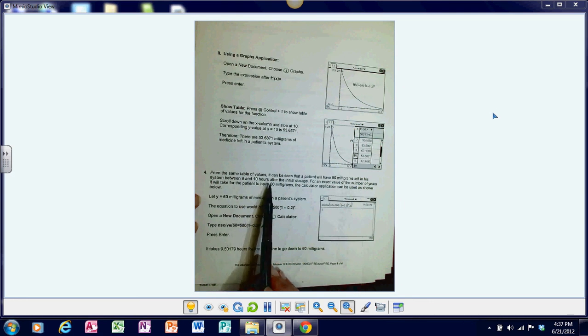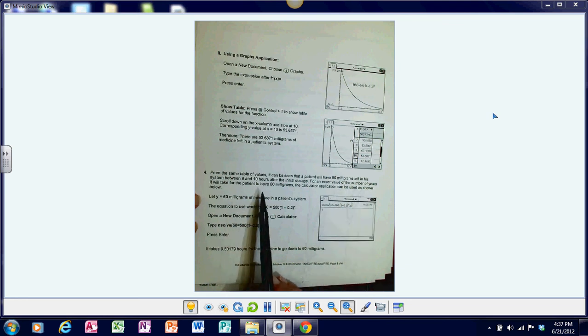For number 4, when will the amount reach 60 milligrams? Explain how you know. From the same table values, it can be seen that the patient will have 60 milligrams left in his system between 9 and 10 hours after initial dosage. For the exact value of the number of hours, you will need to use your calculator.